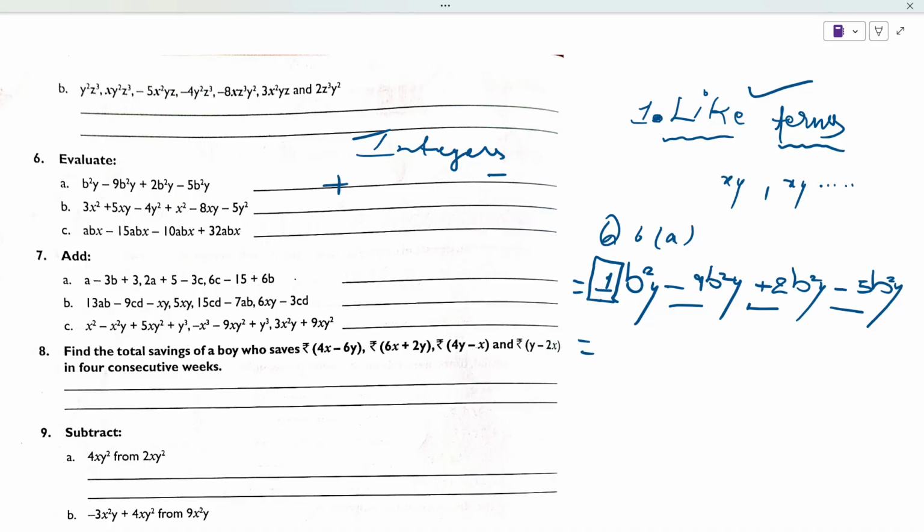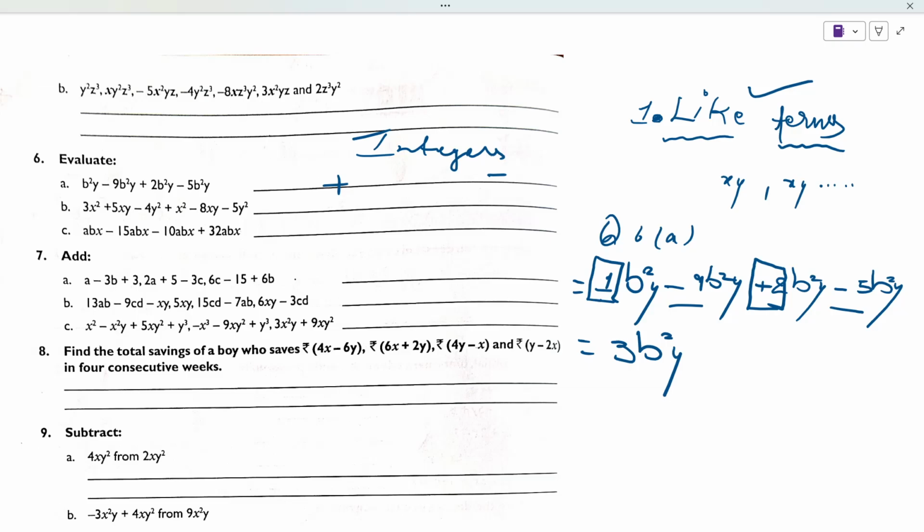If we check the positive numbers, we have 1 and we have 2 as well. So 1 plus 2 will give you how much? 3. So you get 3b square y.